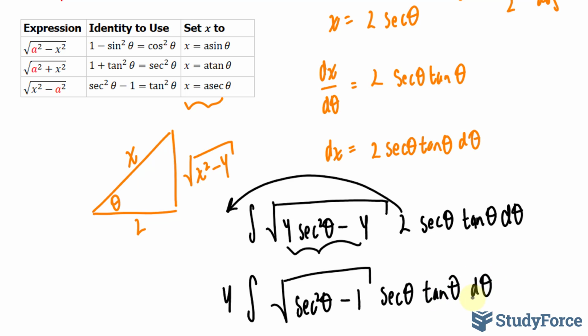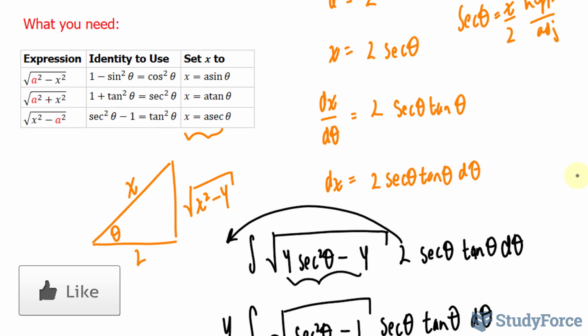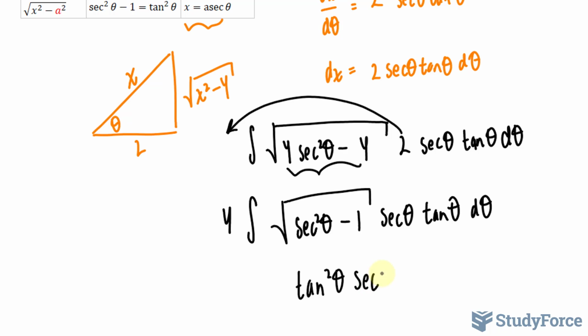I know I'm skipping a lot of steps here, but the reason why I'm doing this is because this is the 9th question in this series, and by now you should be able to pick up on these small tricks. The next thing that I'll do is replace secant squared theta minus 1 with its identity of tangent squared theta, and by square rooting tangent squared theta, it becomes tangent. Tangent times tangent gives us tangent squared theta secant theta d theta.